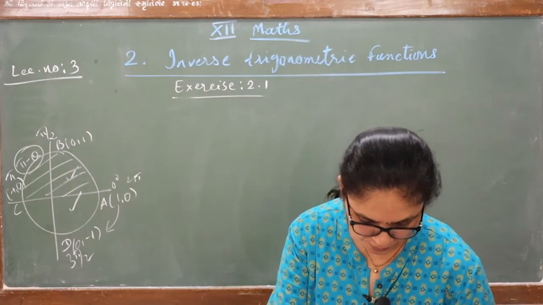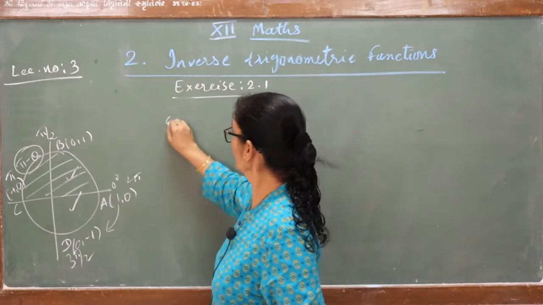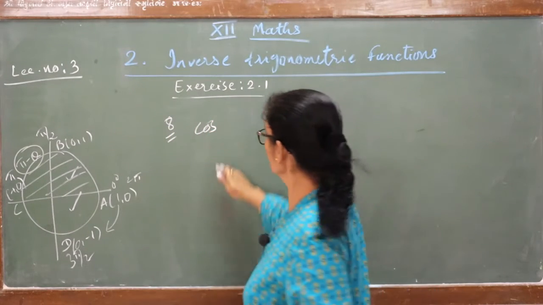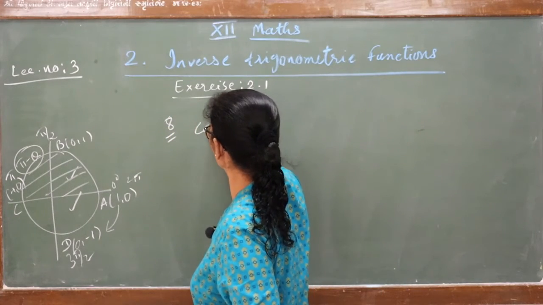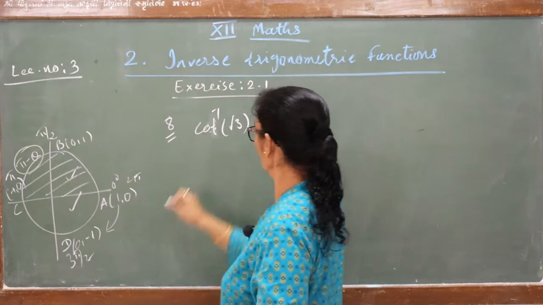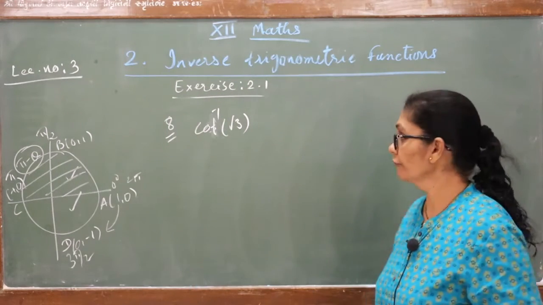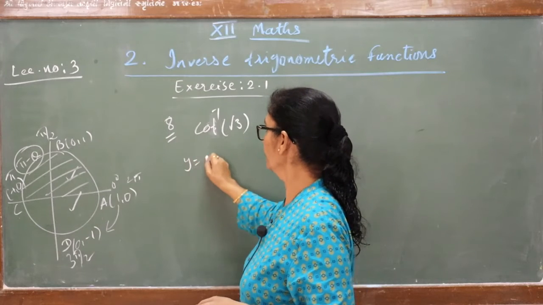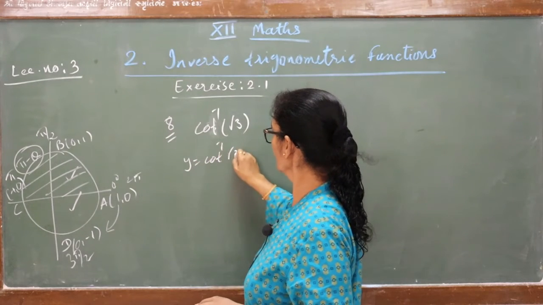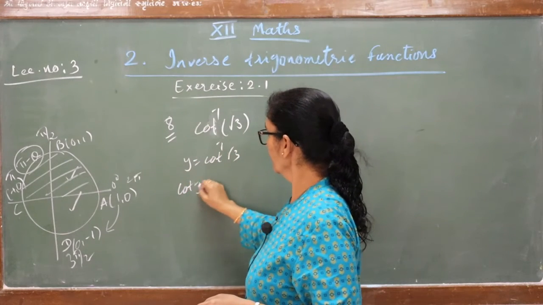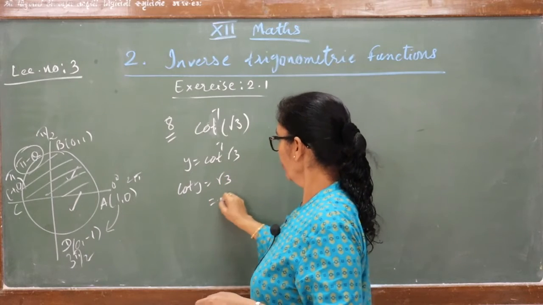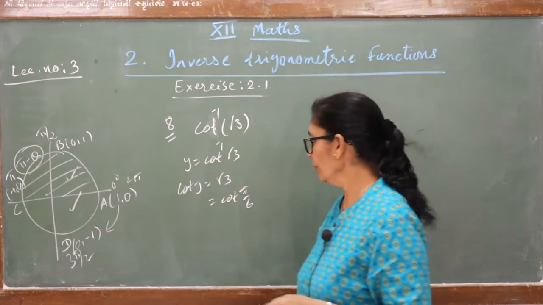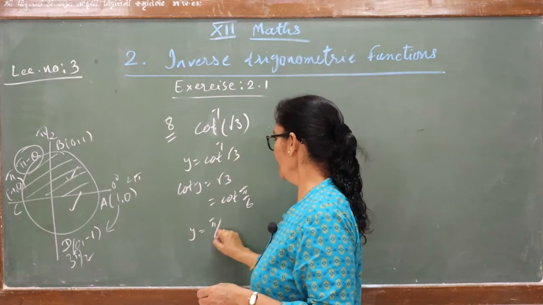Now next, the 8th question. Cot inverse root 3. Okay. Now remember for which trigonometric value cot is root 3, that we have to write first. Cot inverse root 3, cot y equal to root 3. We already know it. It is cot pi by 6. So the principal value will be pi by 6.